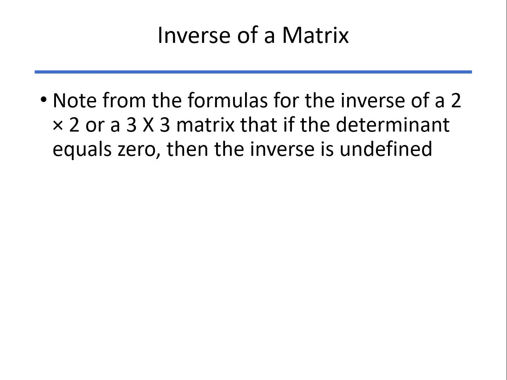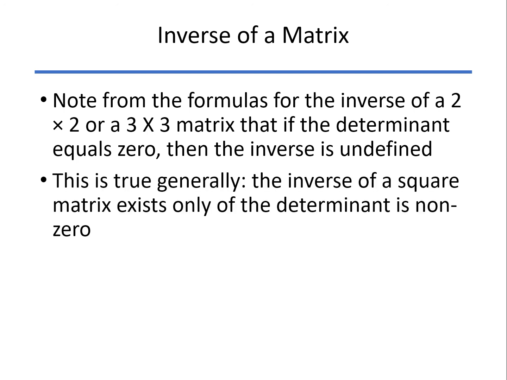Now you notice those formulas that I tried to point out, that the determinant is in the denominator in both cases there. So if the determinant is equal to 0, then we know that the inverse is undefined. Now again, that held for a 2 by 2 or 3 by 3, but it is true generally. So if we have a square matrix and the determinant is 0, then that inverse does not exist. But if the determinant is non-zero, then there is an inverse, and we'll also show that that is unique. That is, there's only one inverse to the matrix if it exists.